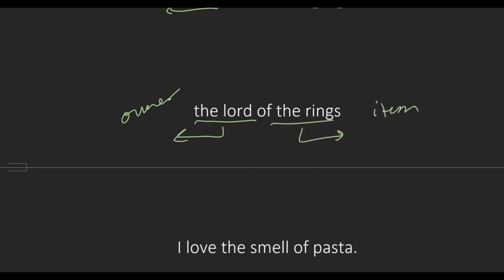So we have possessives, where you have an item and an owner. And then we have possessive chains, where you have an owner, an owner item, and an item. Makes sense? Mm-hmm. We clear on possessives? I think so, yeah.